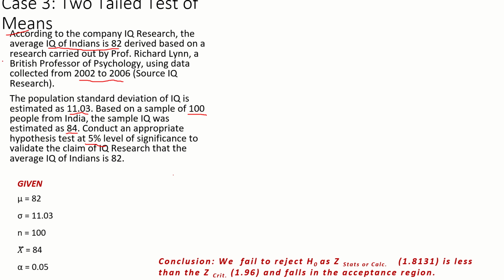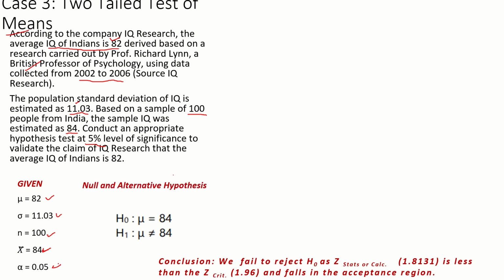So this is the population mean that we have got, it is 82. Then we have sigma, the population standard deviation. Then this is the sample: this is x bar, the sample mean, this is n, the number of samples, and this is alpha.